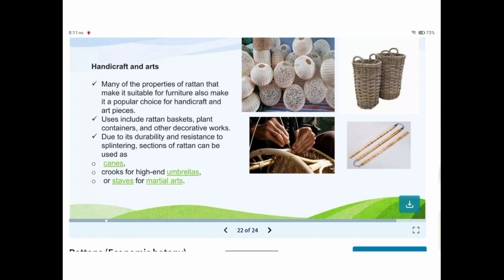Durability, it has resistance, like walking canes, and umbrella handles. In the old time we have the umbrella whose part which we hold is of wood. So the wood in that umbrella is from rattans. So staves, martial arts. When someone is getting married, the mediator carries crooks. We call it crooks.